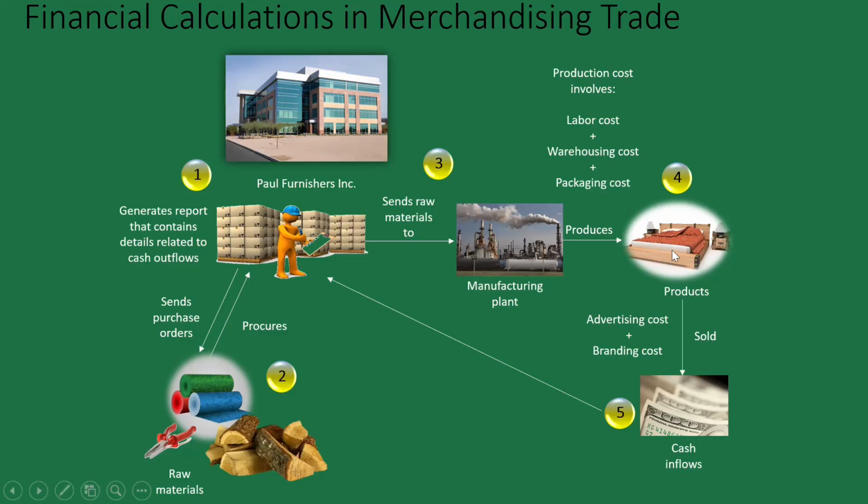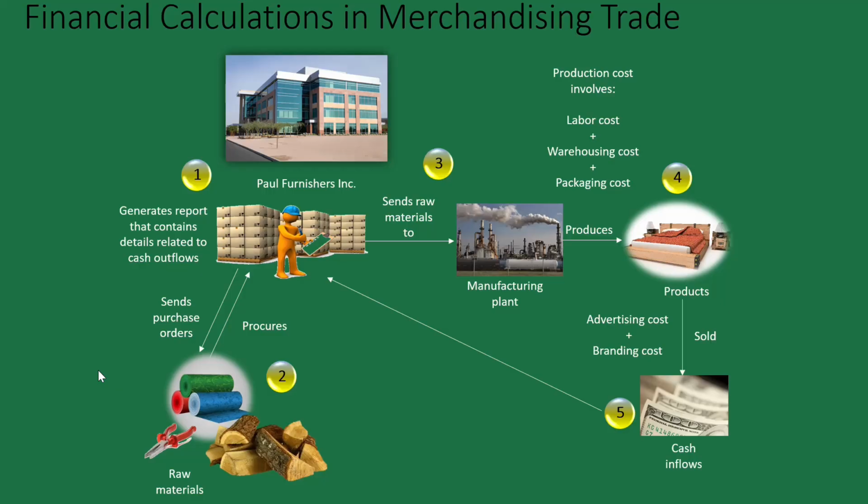So here you can see financial calculation, merchant versus trade. You can see it's a proper business scenario here. Number one, generate the report that contains details related to the cash outflow. Cash outflow means what your expenses are going to be for the business projection for your project, right? So once you are doing any business, first of all, you have to prepare the business projection. What are the expenses going to be? What is the outflow, right? Outflow means expenses. How much expense is going to be there for that particular business?